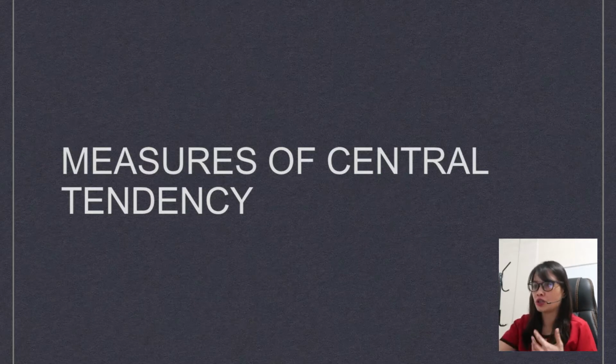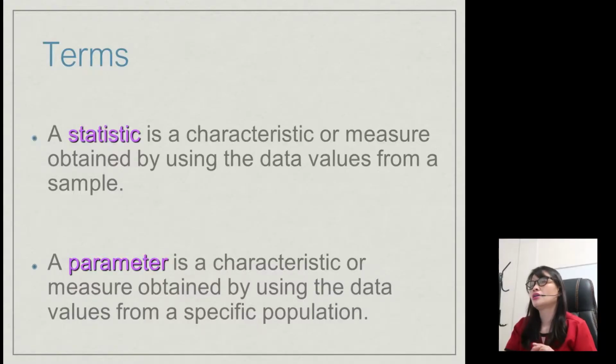Okay? Measures of central tendency. So what are the terms? Under the measure of central tendency, we do have a statistic. It's a characteristic or measure obtained by using the data values from the sample. Parameter is a characteristic or measure obtained by using the data values from a specific population. So if the given is a population, the data values that we have, we call it a parameter. But if the given is a sample, the data values, we call it a statistic.